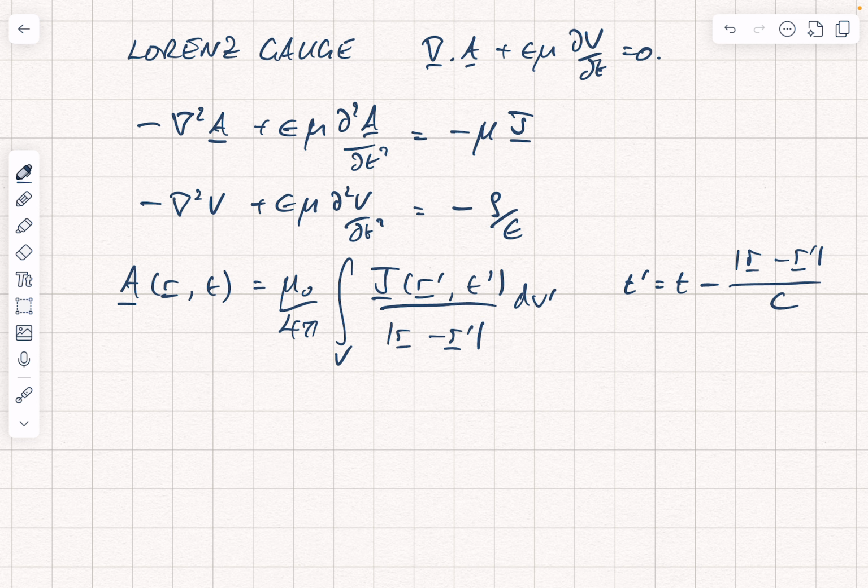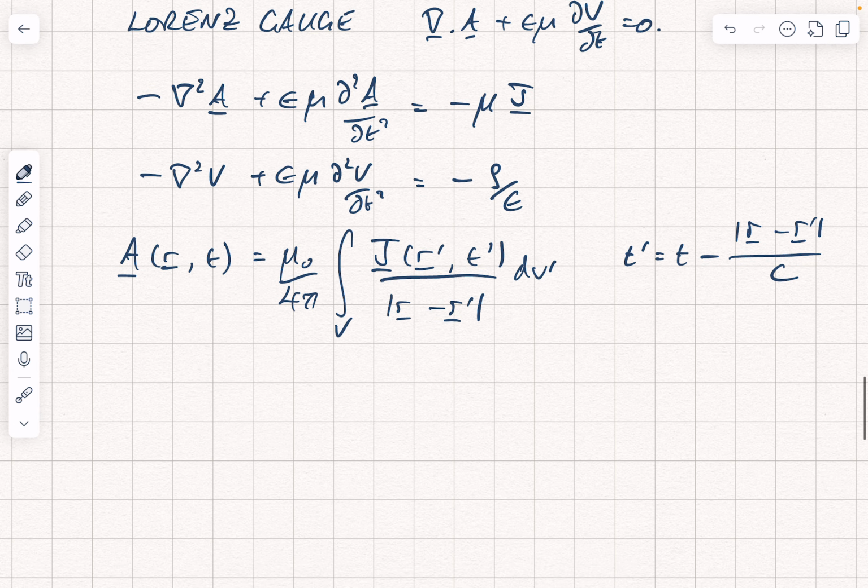In other words, it's a time which takes into account the time interval that light requires to move from the source R prime to the observation point R. So the effect of a change at time T prime is only felt at time T. For V, you write exactly the same equation. It's just you've got 1 over 4 pi epsilon naught, and you've got a rho rather than a J.